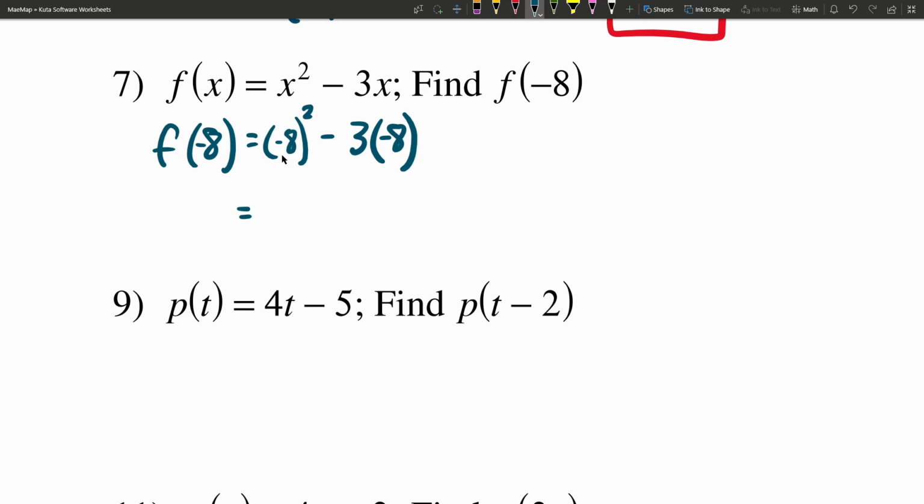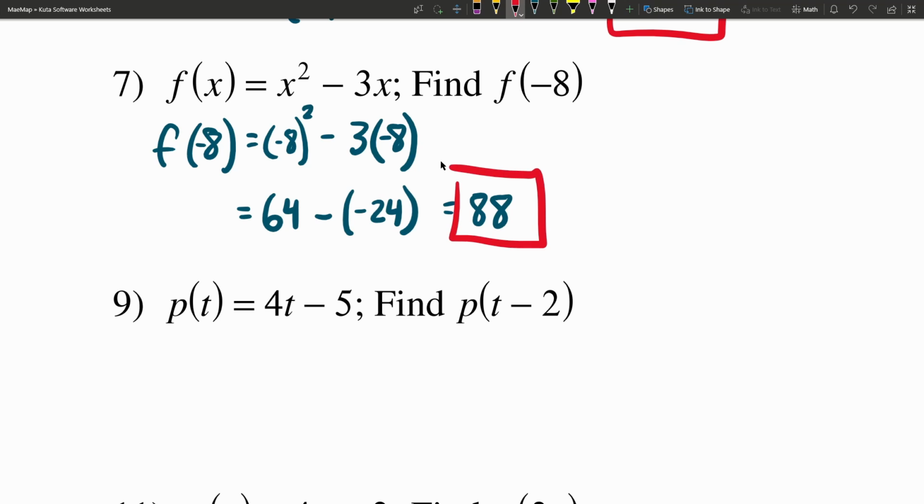So evaluating this, a negative 8 squared is going to be a positive 64, and we're subtracting 3 times a negative 8, which will be subtracting a negative 24. Subtracting a negative is the same as adding a positive, so this is really 64 plus 24, which is going to equal 88. 88 is our solution.